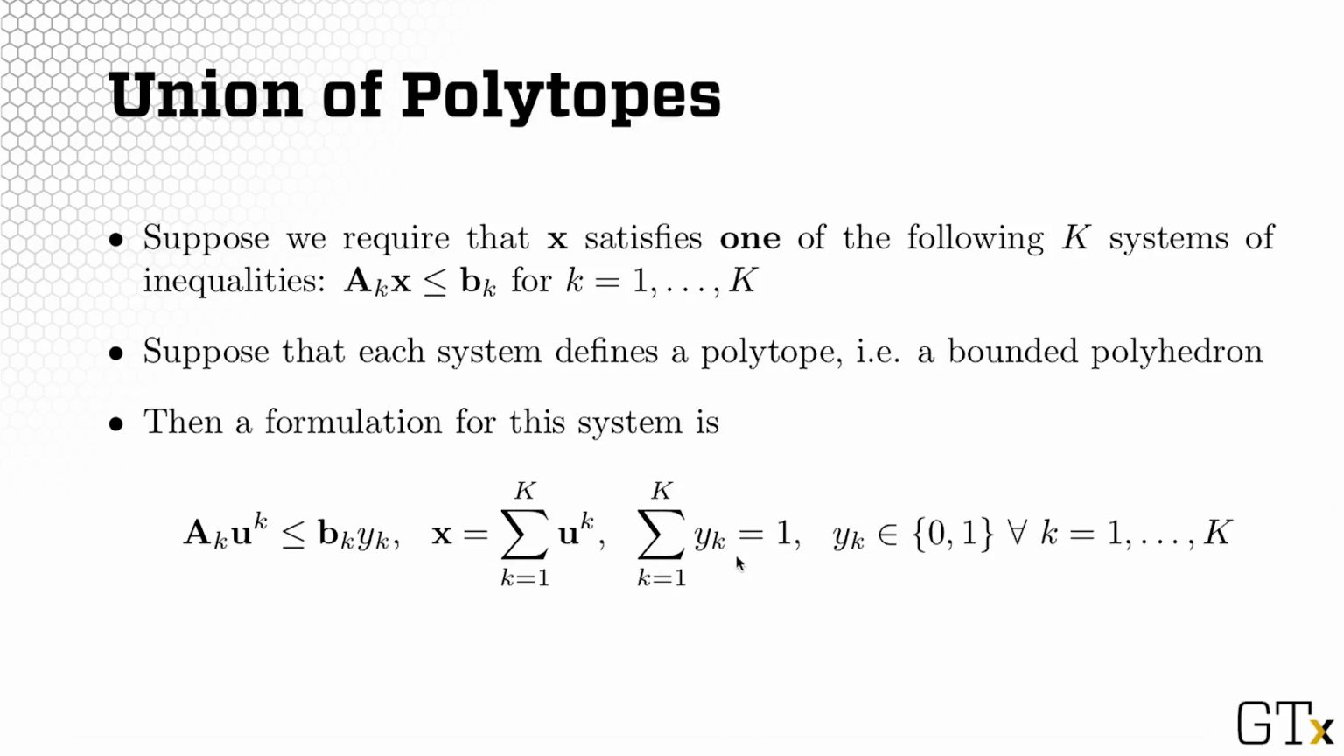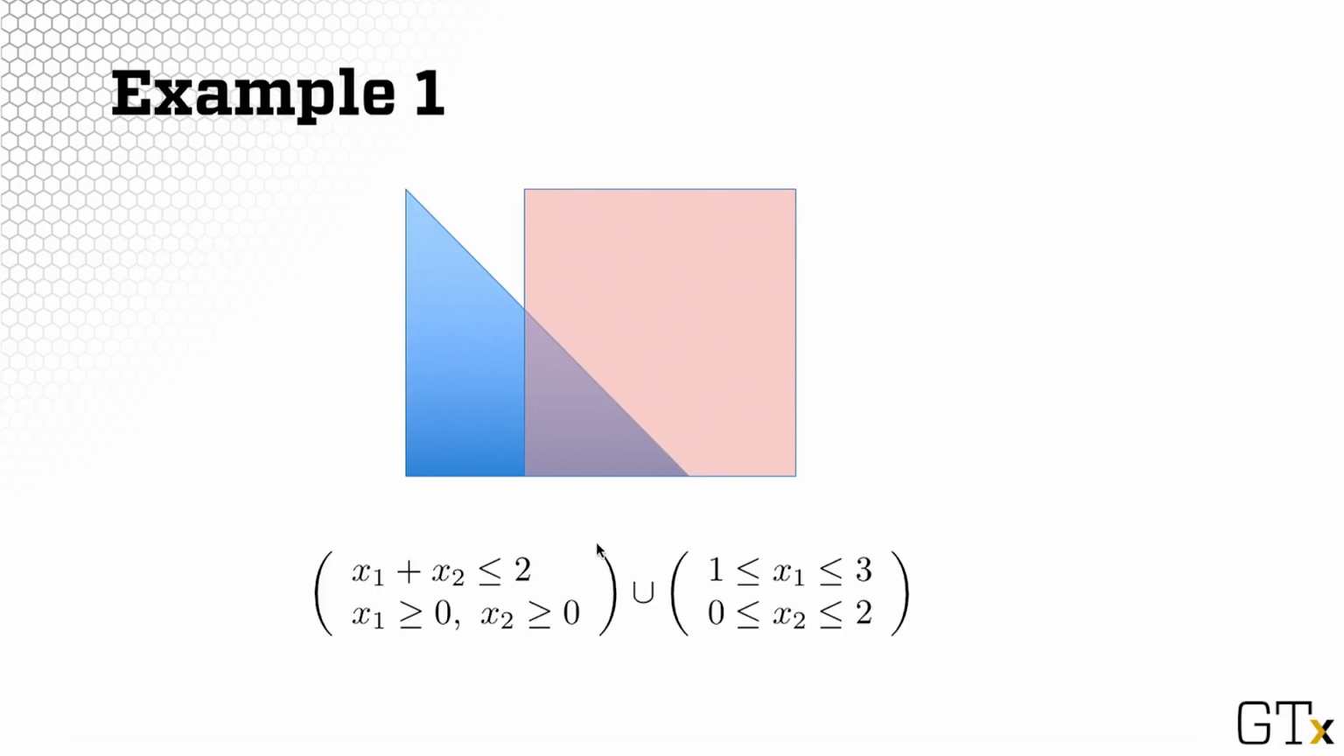And whenever you satisfy the system corresponding to that, there is a uk variable: Ak uk is less than or equal to bk yk. If yk is equal to 0, it turns out that because it is a polytope, uk will be equal to 0. And if yk is equal to 1, uk is allowed to be any vector that satisfies the system, and the corresponding x corresponds to that particular setting of the uk variable. Let's discuss this in a little bit more detail with an example.